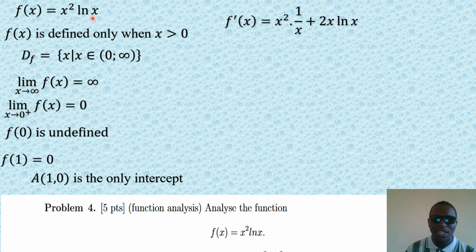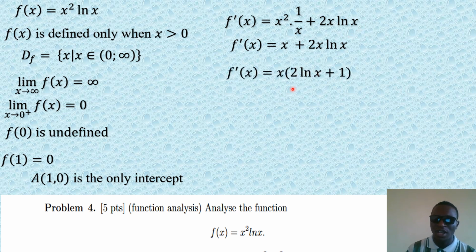So I have x squared times 1 over x plus, you now keep natural log of x unchanged. The second function is to differentiate the first. So differentiating x squared is 2x times natural log of x. When you simplify, x squared divided by x is x. So we have x plus 2x natural log of x. From here, you can factor out the x. So I have x times 2 natural log of x plus 1.